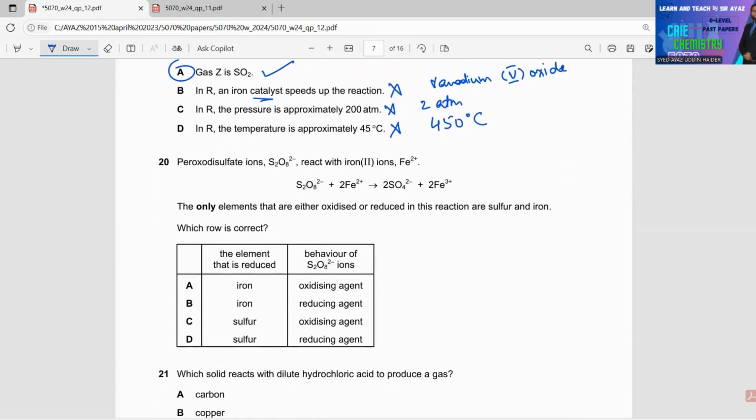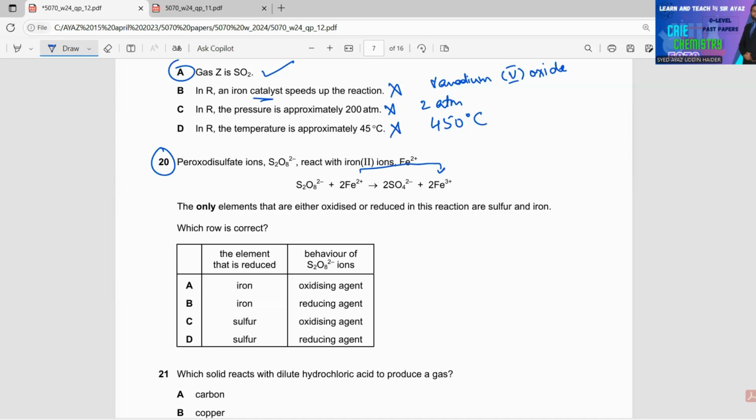Moving to next MCQ, 20. Peroxydisulfate ions, S2O8 2-, react with iron 2 ions, Fe2+. Here's the reaction equation. Look at the change in the oxidation state of iron 2 ions. It is actually increasing from +2 to +3.